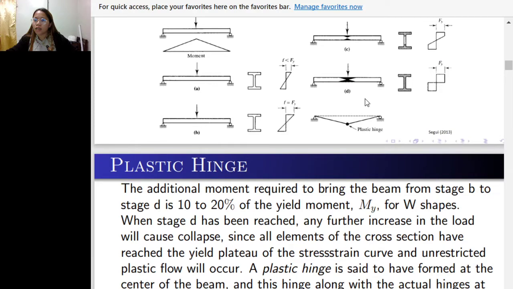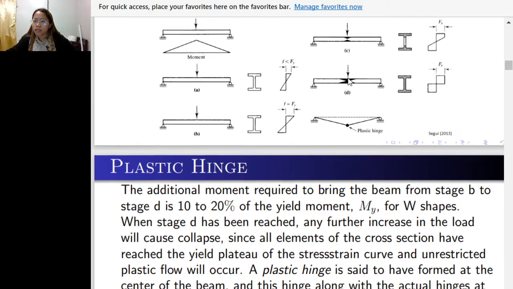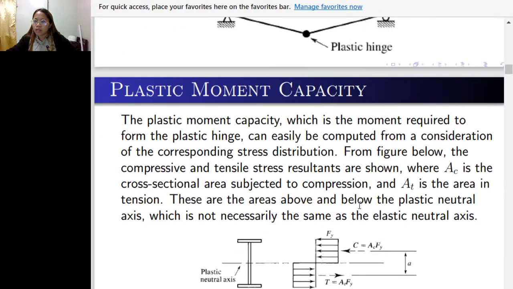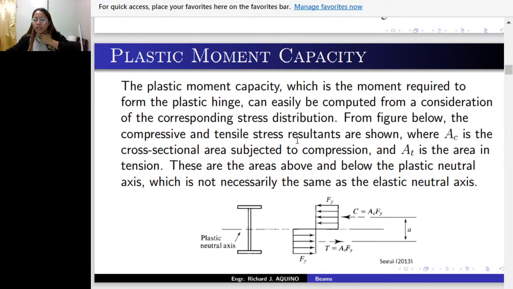With a further increase in the load, the beam will collapse. Especially in steel, there is what we call a plastic hinge in the center, where the beam will collapse. So how to compute the plastic moment capacity of the beam?